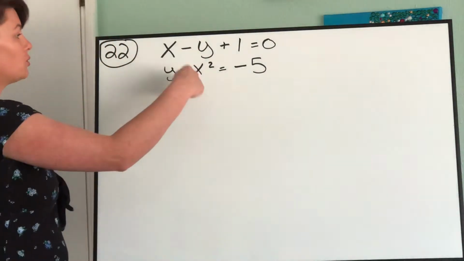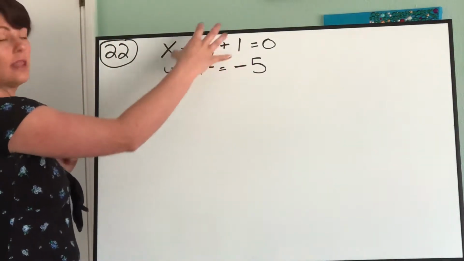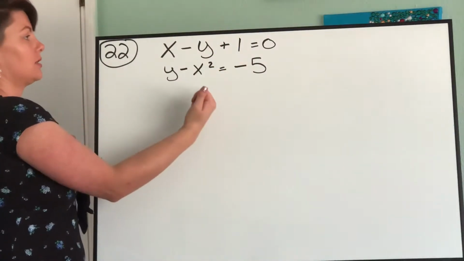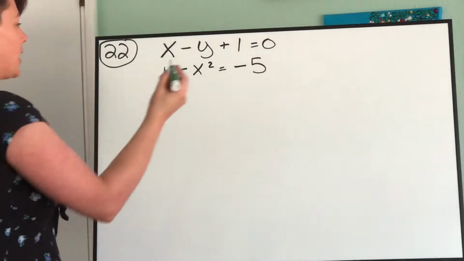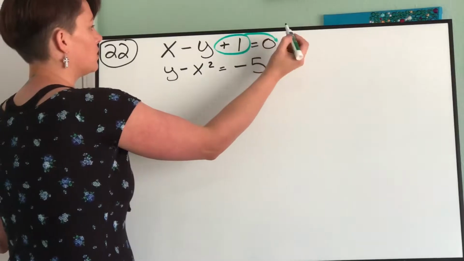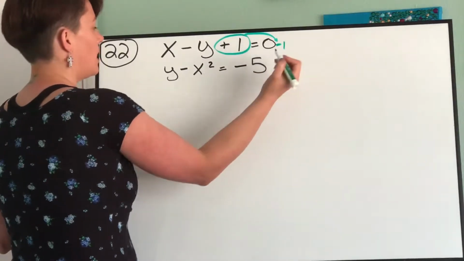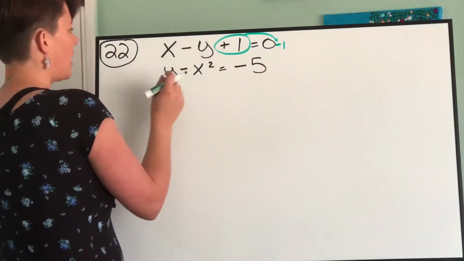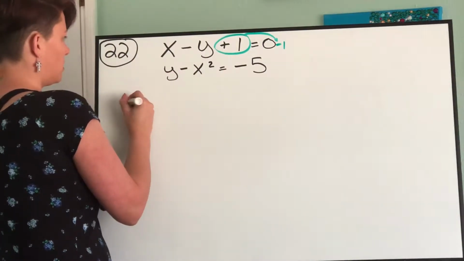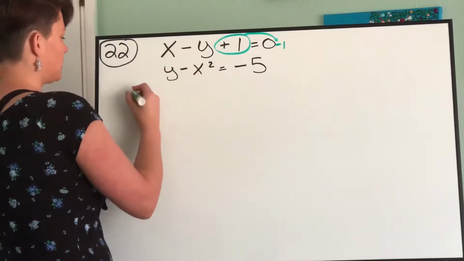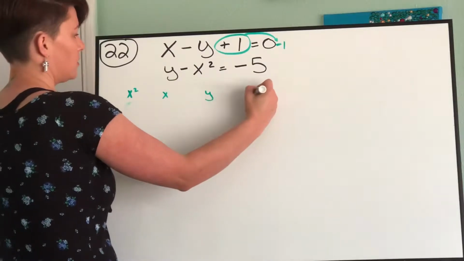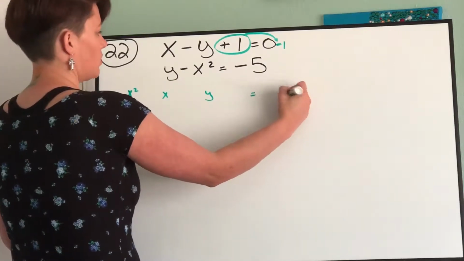So before I can do elimination, I'm going to have to line this problem up so that the x's are in a column, the y's are in a column, etc. I can see that this 1 would need to move over to this side. Let's make an x squared column, an x column, a y column, equals, and then a number column.